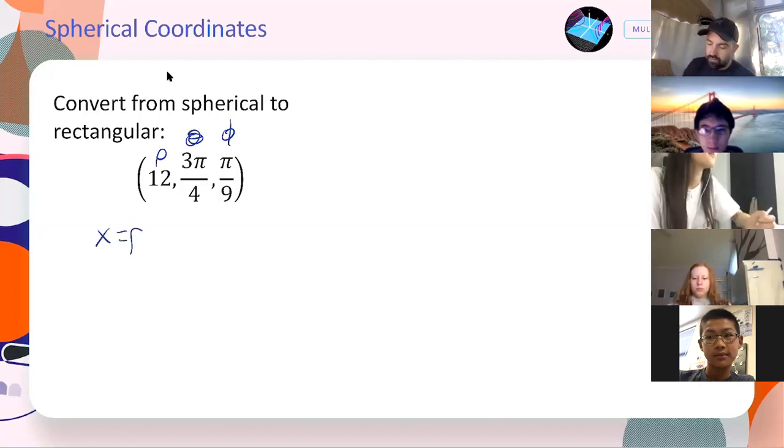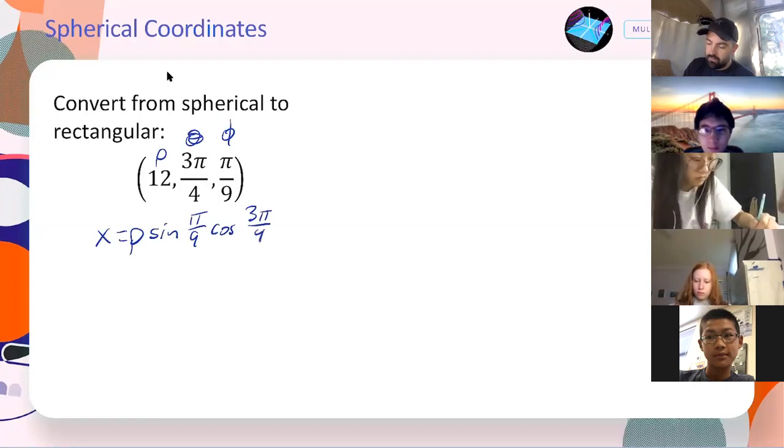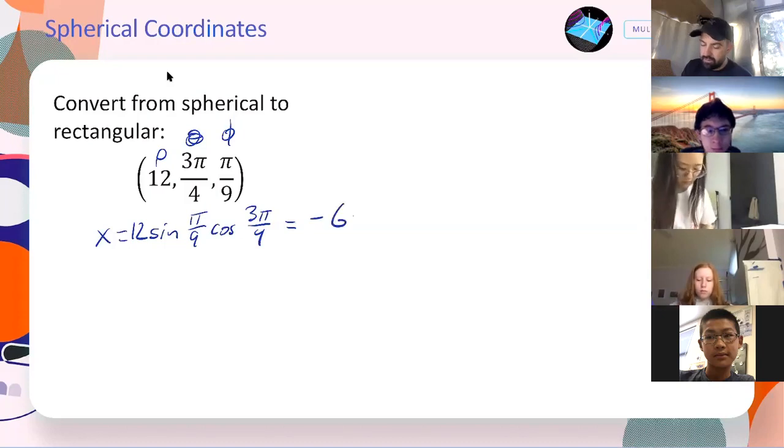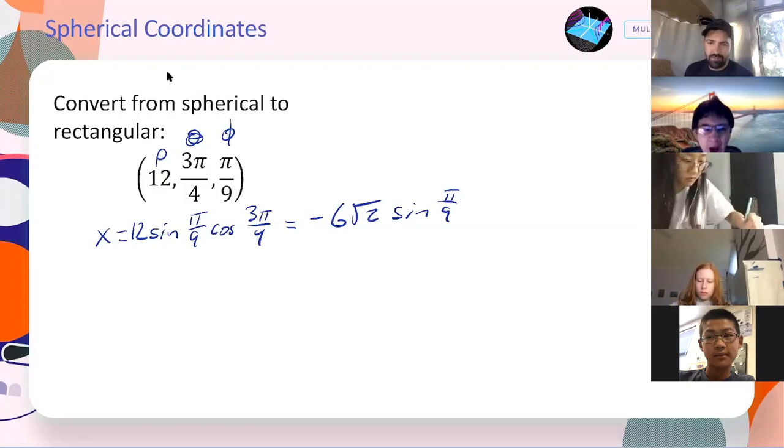X equals rho sine phi cosine theta. And so again, you don't have to evaluate the sine of pi over 9 if you want to. Oops, I didn't put the rho in there, sorry. It's 12. The pi over 9 you don't have to do. Cosine of 3 pi over 4 is negative root 2 over 2. So this will be a negative 6 root 2, whatever sine of pi over 9 is. Again, I'm fine with you leaving that in there if you want to.